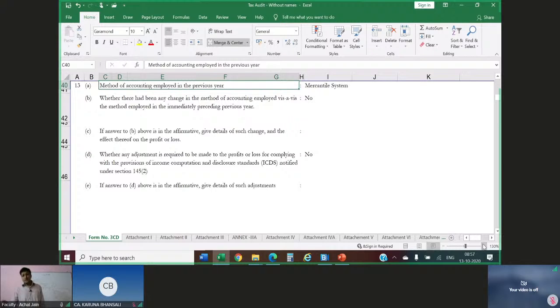So if there's any change, that change will have to be specified. And again, to know about that change, the auditor can look at the records of the company. First record will be the accounting policy. So if there is any change, the change in accounting policy would have been reported in the financial statements. If there is any change, the accounting policy can be compared.